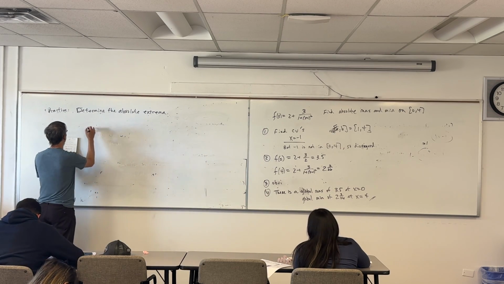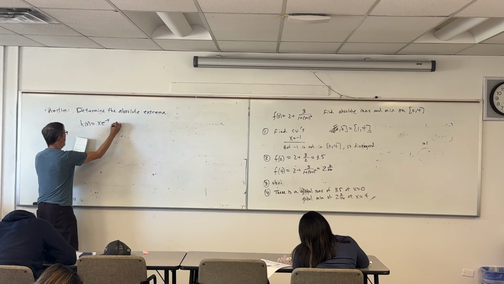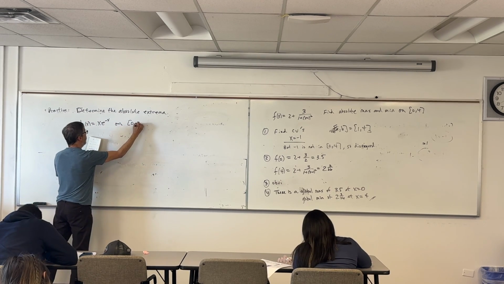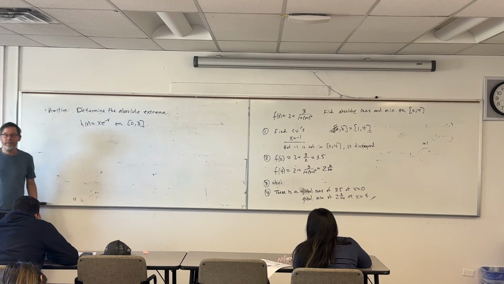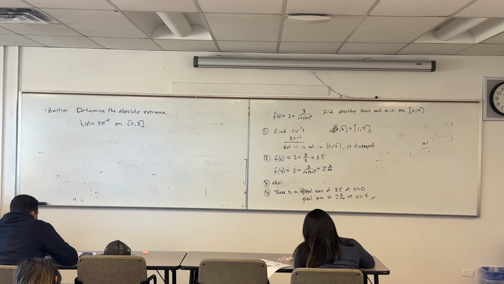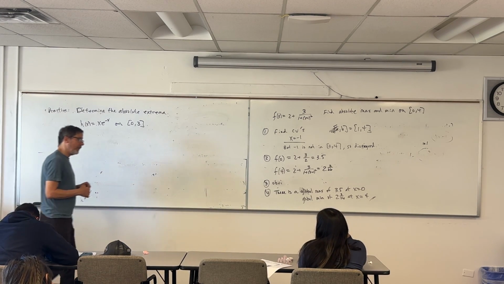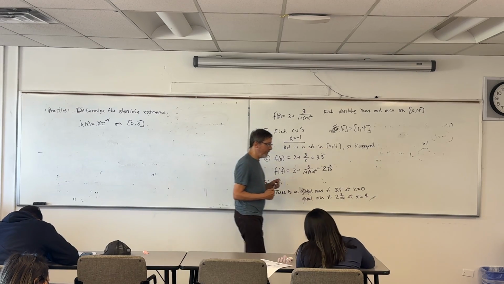Determine the absolute extrema. H of x is x e to the negative x on [0, 3]. Let's practice our plan. Step 1, find your critical values that live in [0, 3]. Sometimes they'll sync up with the endpoints. That's okay. Sometimes not. Kind of hoping not here.